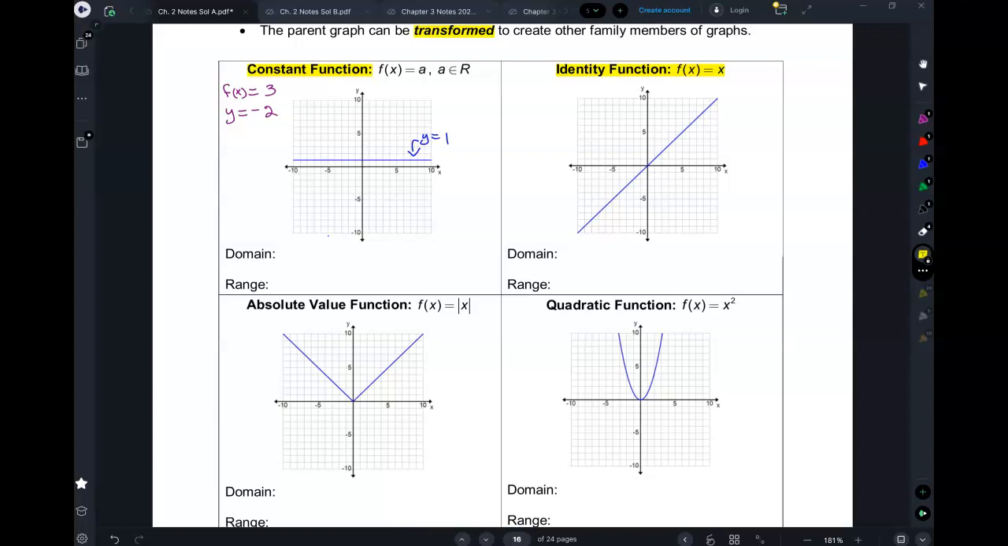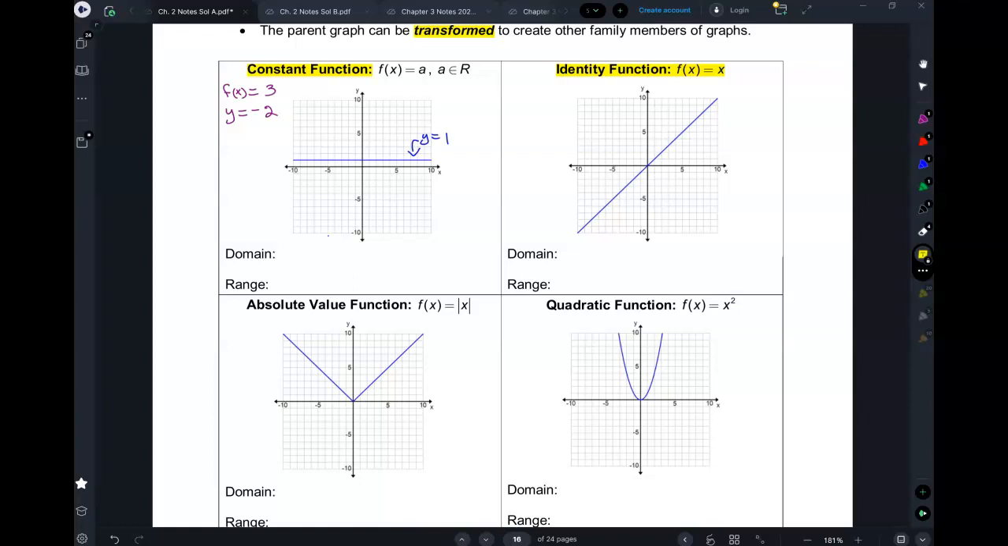Any of these diagonal lines, like a linear function, are called identity functions. And this could have different steepness, or it could be facing the other way, whatever.